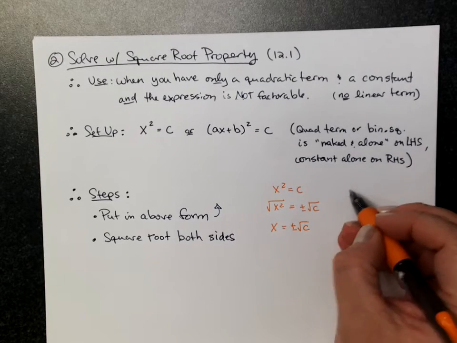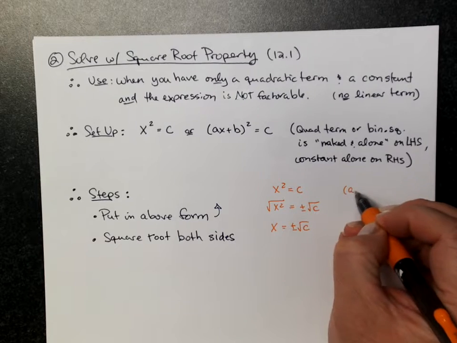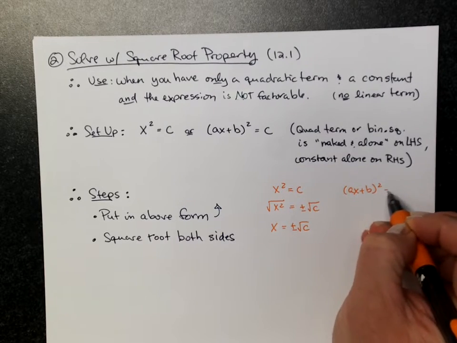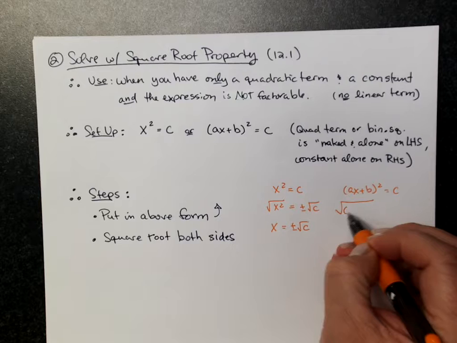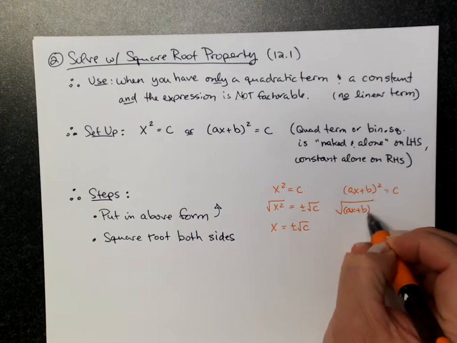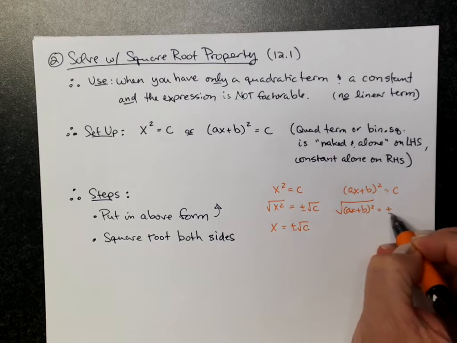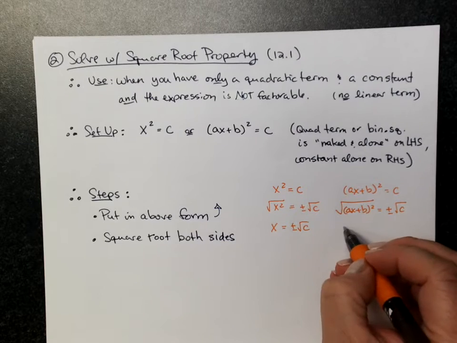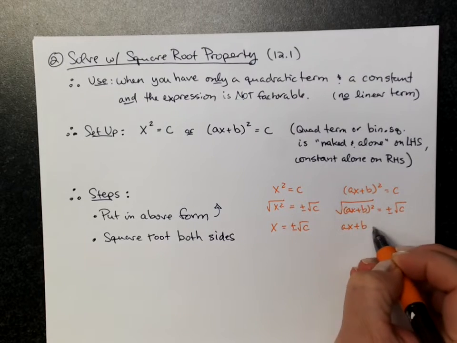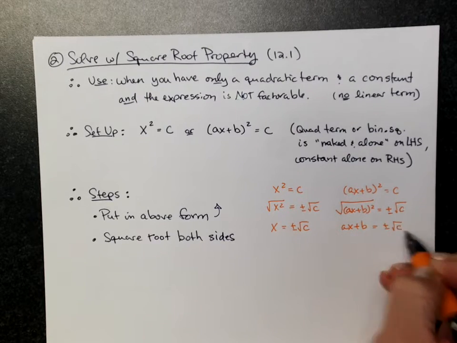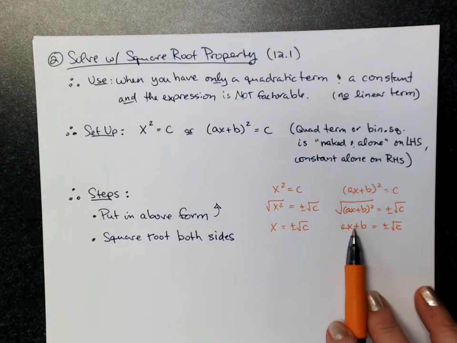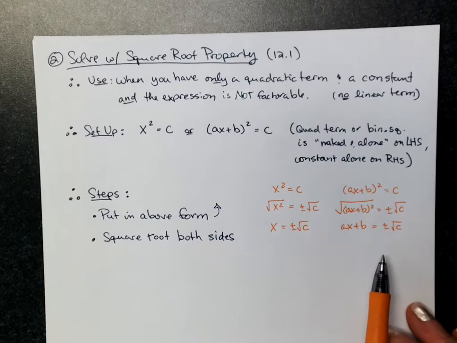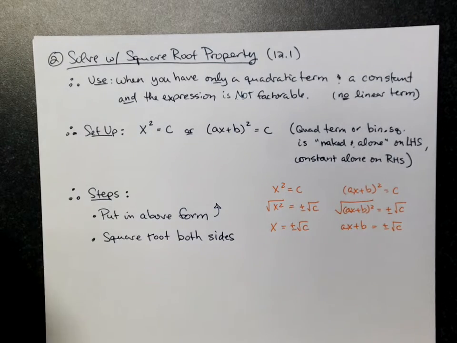And if you have a binomial squared equal to c, you also square root both sides with a positive negative in front of the c on the right, and that releases ax plus b on the left equals positive negative square root of c. And you have to simplify the radical and then solve for x. Okay. So when you square root both sides, that's the result you get.